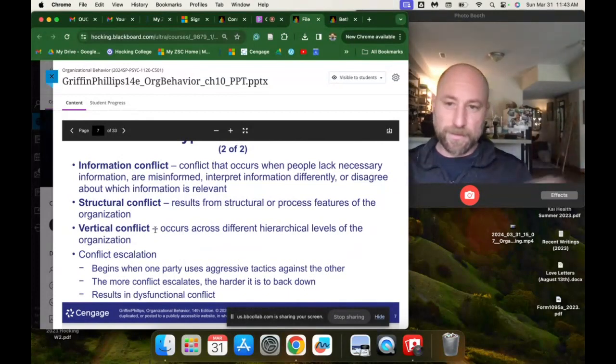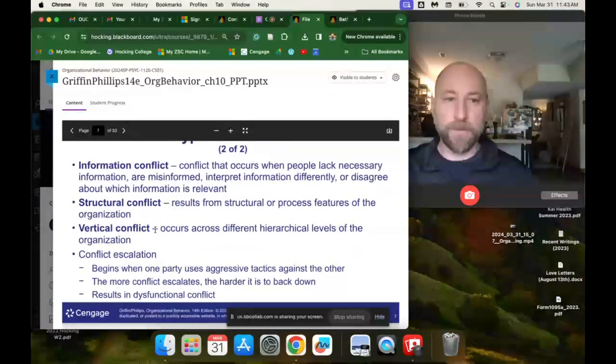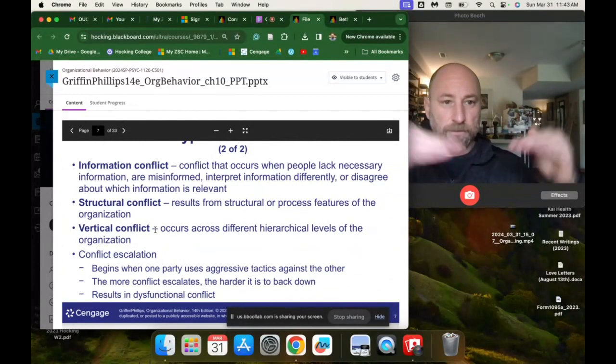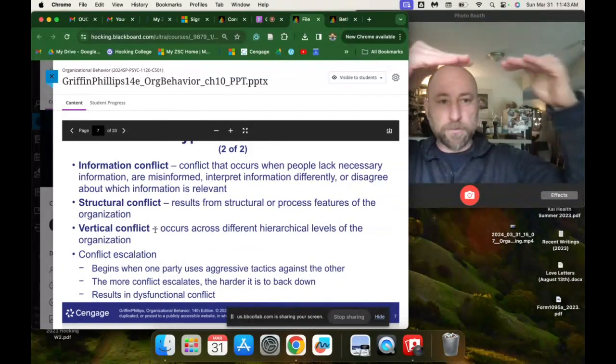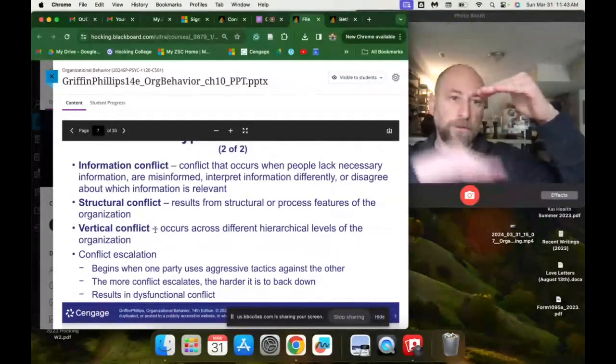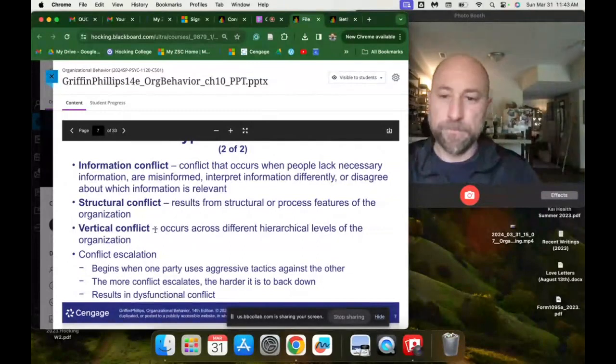So sometimes they don't have it listed here, but horizontal conflict would be conflict between 2 employees at the same kind of level. You might have 2 middle managers, 2 upper managers. Vertical conflict would be a middle manager and a lower level employee, or a middle manager and the person above them.